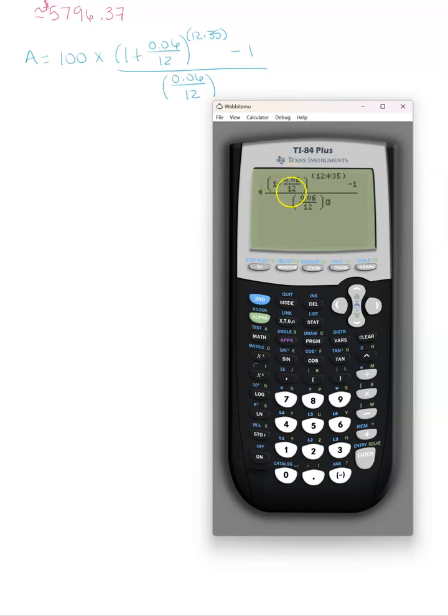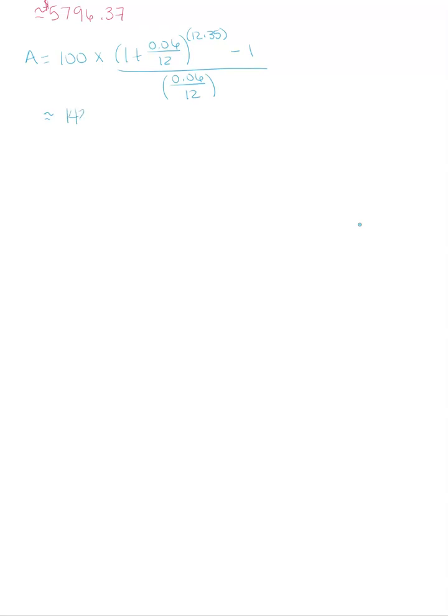1 plus 0.06 over 12, 12 times 35 minus 1. Beautiful. Looks good. Let's hit enter. So that is our total. Our total is $142,471.03. So this is approximately $142,471.03. Okay, so that's how you would do that. Okay, I think I have one more. Actually, no, I don't. I think that's it.